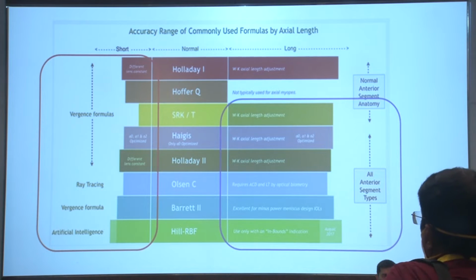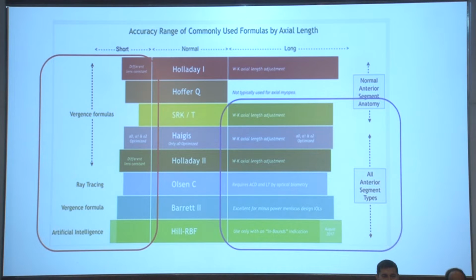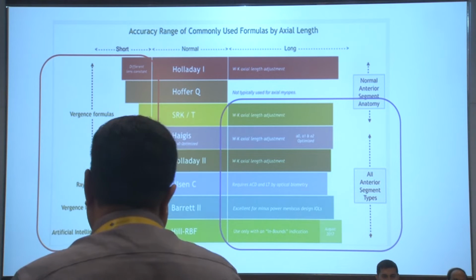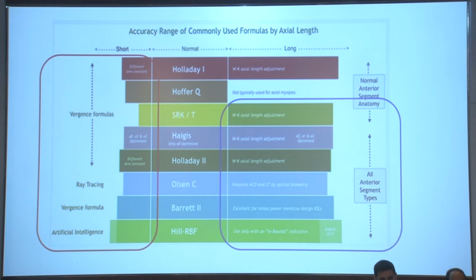That was all the third generation formulas like Holladay, SRK/T and Hoffer Q, modified according to the axial length by the Wang modification. You can get better results with normal anatomy. But when patients have other types of anterior segment anatomy, like small eyes or a small anterior segment with a normal axial length, the newer IOL power calculation formulas work much better, particularly the Barrett formula, Olsen formula and Hill RBF formula.